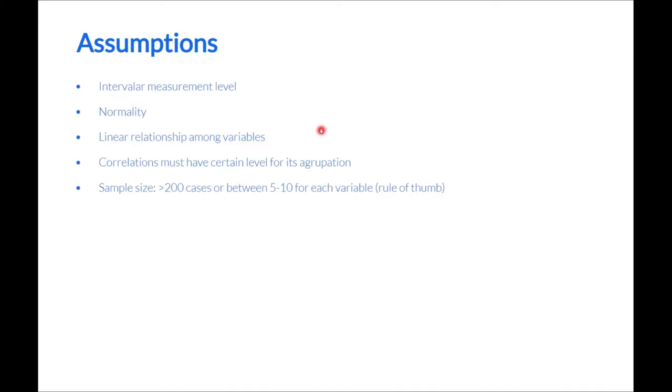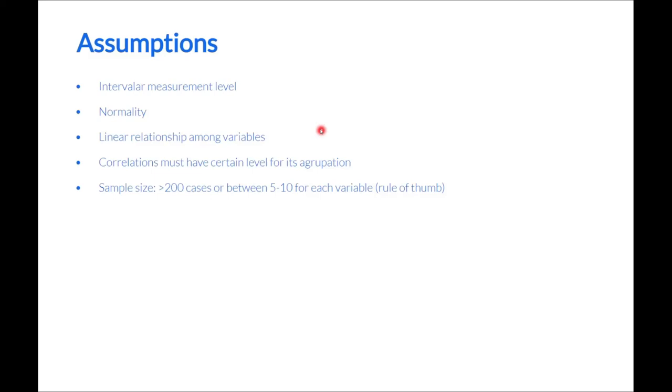It's different when we measure knowledge, but in that case, it's another set of techniques that apply. Normality of the indicators is very hard to get, and sometimes we can make some corrections when we don't have this kind of assumption. Linear relation among variables is a very important assumption in this approach. The correlation or the association among variables must have a certain level in order to make its aggregation.